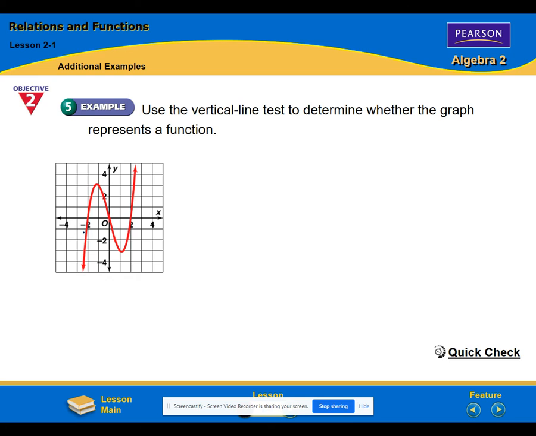So the question is, can you come up with a vertical line that would pass through this more than once? And the answer to that is no. There is no vertical line that would pass through this more than once. So this is what we would say passes the vertical line test. For each input, there's exactly one output. Yes, it is a function.